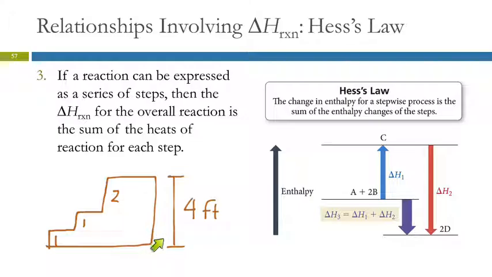Does it matter if I jump from the ground up here or if I go up the stairs? No, my change in elevation is the same. If I go up the stairs, I've got 1 foot plus 1 foot plus 2 feet. And if I just go directly from the ground to the top, I have 4 feet. The sum of the individual steps equals the overall change. Everybody okay with that? That's what we're talking about with the change in energy of different reactions. And this is called Hess's law. The change in enthalpy for a stepwise process is the sum of the enthalpy changes of the steps.